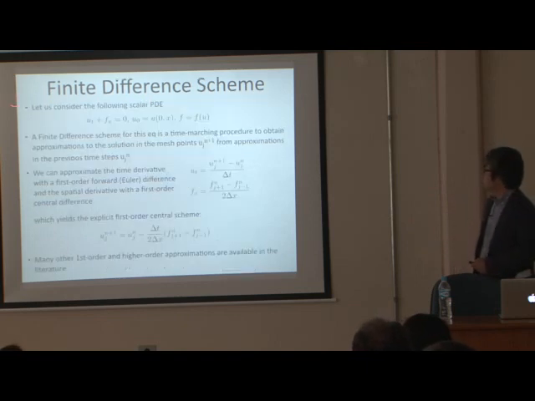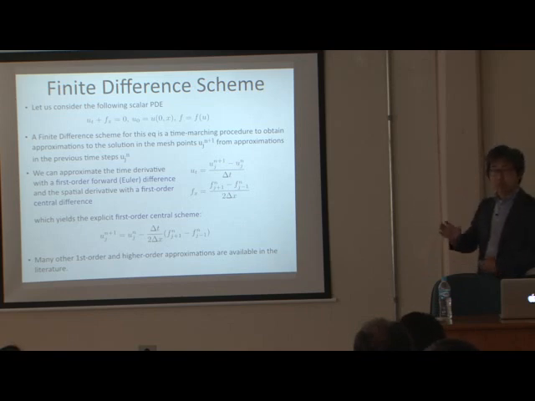So for the finite difference, first let's consider the following scalar PDE. This is the simplest situation. u_t plus f(u)_x equals 0, with initial data at the x0 point, and f is only a function of u. The finite difference scheme for this equation is time marching, to obtain the approximate solution at the mesh point u_j^(n+1) from the approximated previous time step u_j^n. So we need information to get the next time step point.